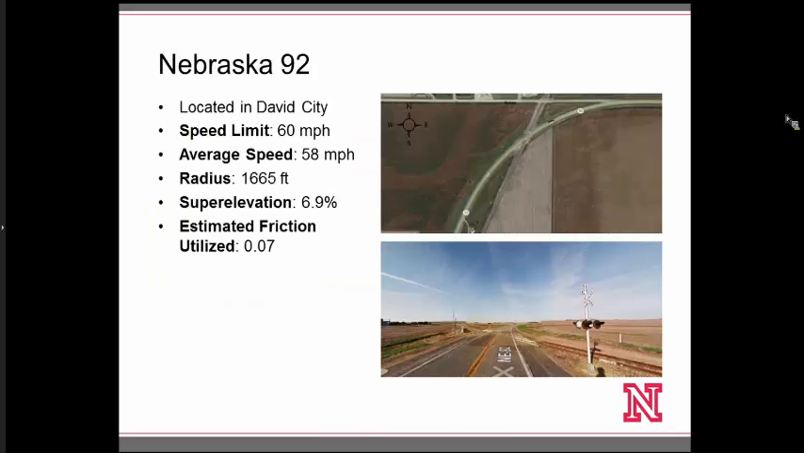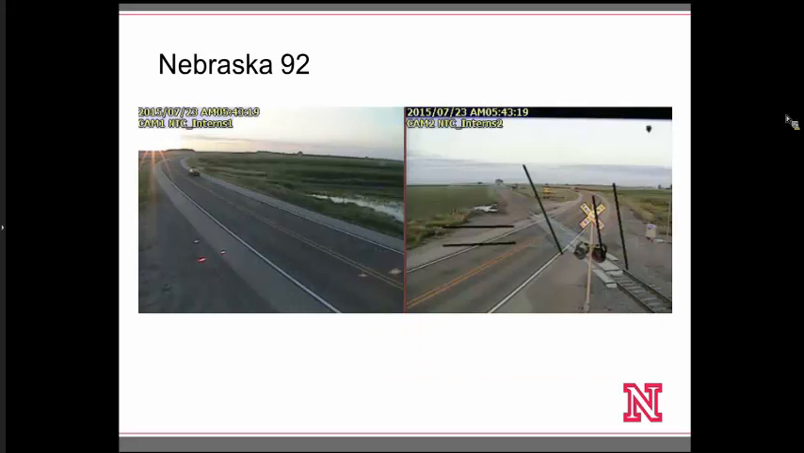My second site was Nebraska 92. This one was in David City outside of Lincoln. The posted speed limit was 60 miles per hour and vehicles were going on average 58 miles per hour. You have your given radius, super elevation of 6.9%, and your estimated friction utilized for this site was 0.01. And here's another video of vehicles going around the curve.